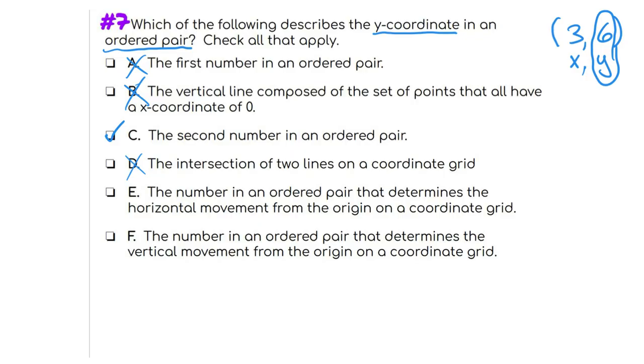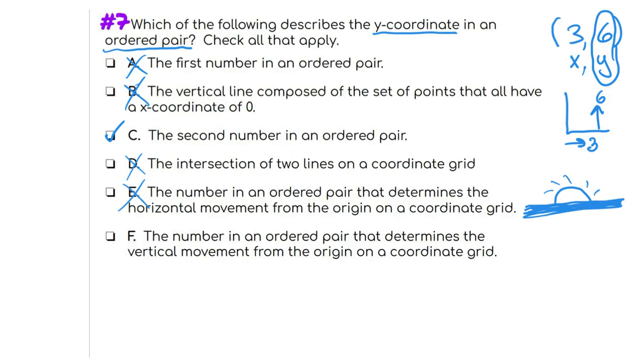E, the number in the ordered pair, sounds good so far, that determines the horizontal movement from the origin on the coordinate grid. Horizontal, remember, think about that horizon line where the land meets the sky, right? That is the horizon. Horizon goes left and right. So if you think about how you would plot this point, you would run to 3 and then jump to 6. And so the 6, that second number, is not the horizontal movement. And so E is out.